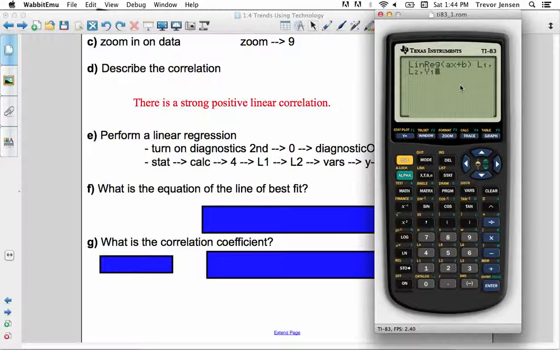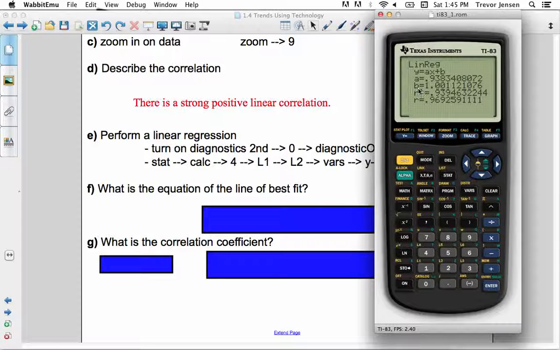Now I can press enter. So linear regression of L1, comma L2, comma Y1, enter, and it'll give you all the values that you'll need to describe the correlation of the variables. So it's given us the r value, the r squared value, and it's also given these two values a and b. And those are the values that you'll need to write the equation of your line of best fit. The a value is the slope, and the b value is your y-intercept.